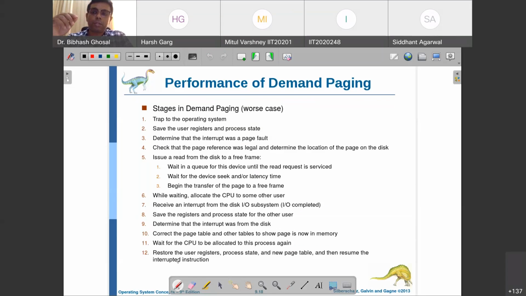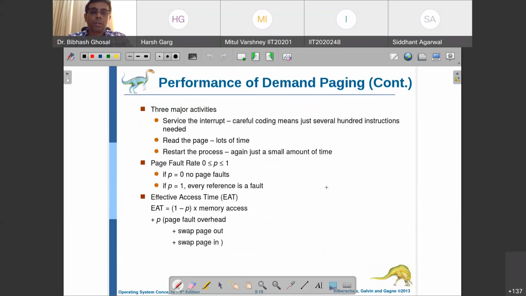Now, what we have not mentioned is that there are a lot of internal operations taking place, like saving the state, etc. Because whenever you have an interrupt, you have to save state. This is what has been mentioned here. I'm not detailing that out. Okay.